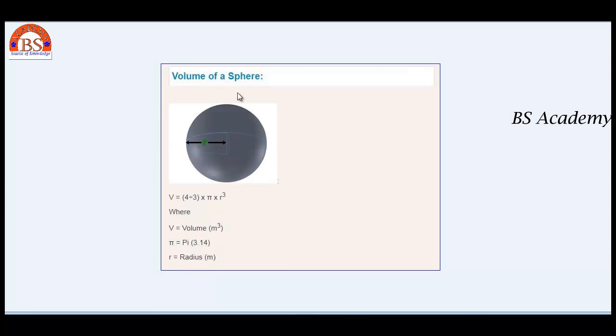And the next comes sphere. Volume of a sphere is equal to 4 by 3 pi r cube, where V is called the volume and pi is 3.14 or 22 by 7 and r is radius, which is in meters.